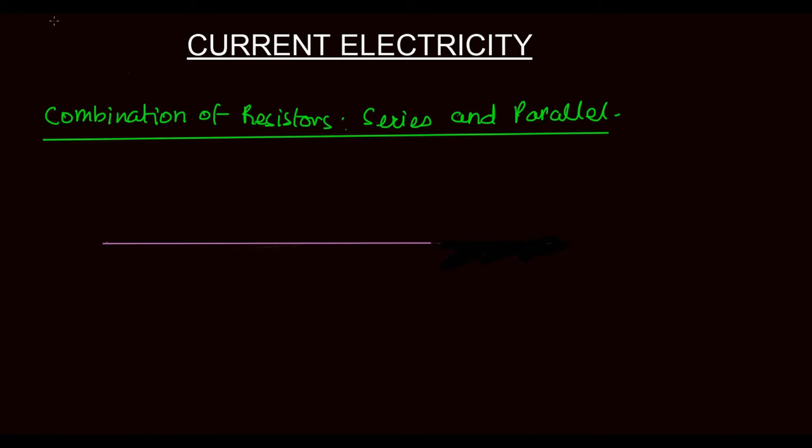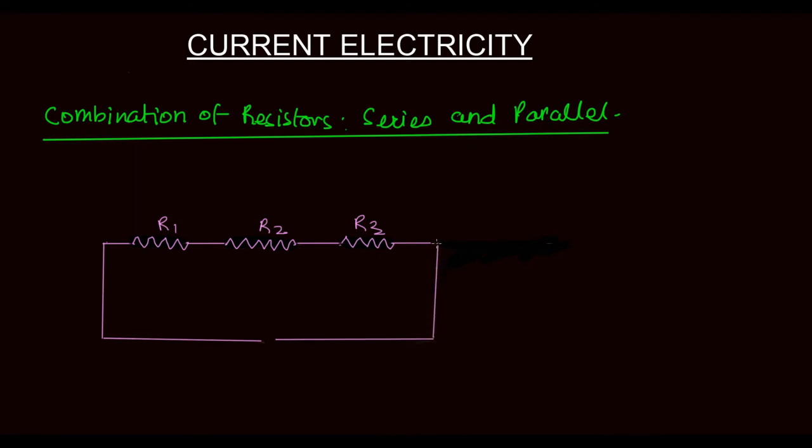Okay, so let's say there are three resistors. And so this is one. This is R1. This is R2. This is R3, and let us say I have a cell attached here.